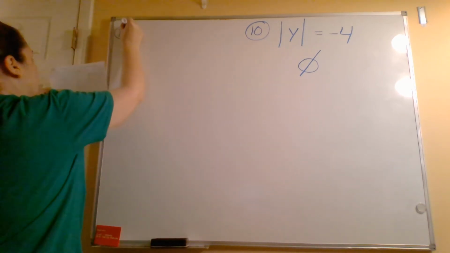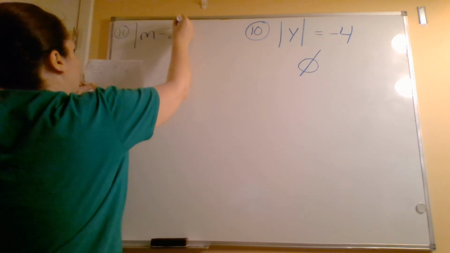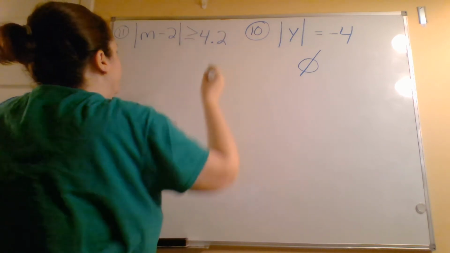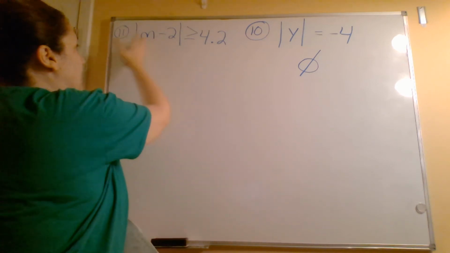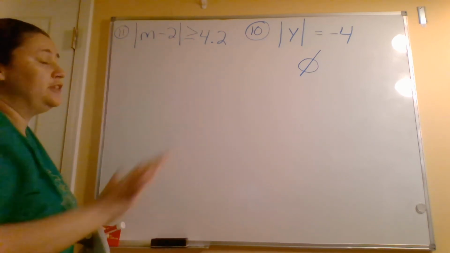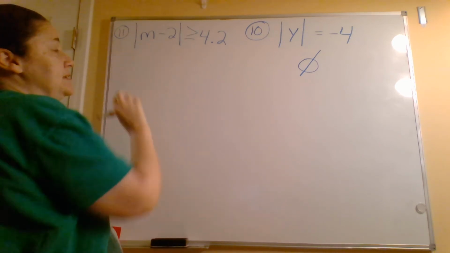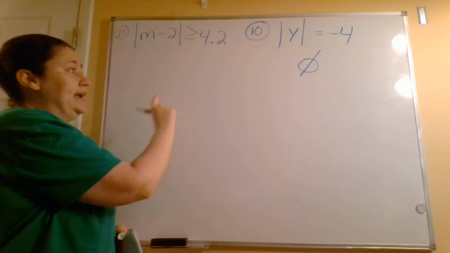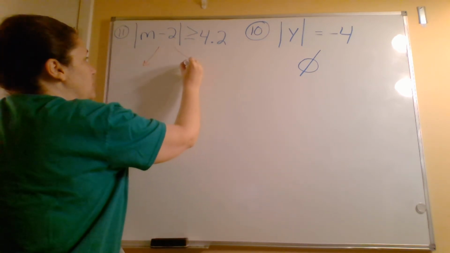Number 11 is absolute value m minus 2 is greater than or equal to 4.2. For this problem, you need to look and see if anything is outside of the absolute value. There's nothing outside of it. So that means we're ready to split this into two answers. Just like we did with the one where we split it into 8 and negative 8, we have to split this absolute value into 2.